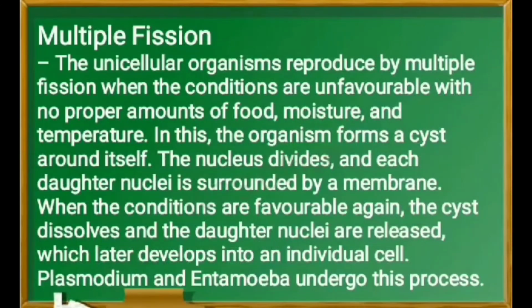Multiple fission. The unicellular organisms reproduce by multiple fission when the conditions are unfavorable, with no proper amounts of food, moisture, and temperature. In this, the organism forms a cyst around itself. The nucleus divides and each daughter nucleus is surrounded by a membrane. When the conditions are favorable again, the cyst dissolves and the daughter nuclei are released, which later develop into individual cells. Plasmodium and amoeba undergo this process.